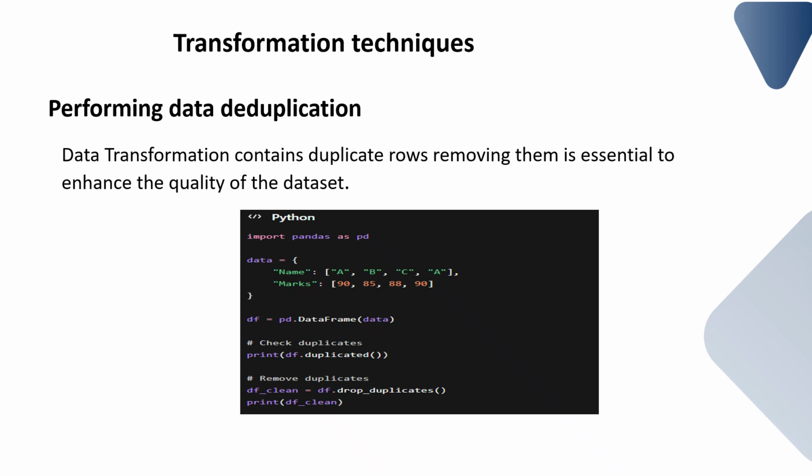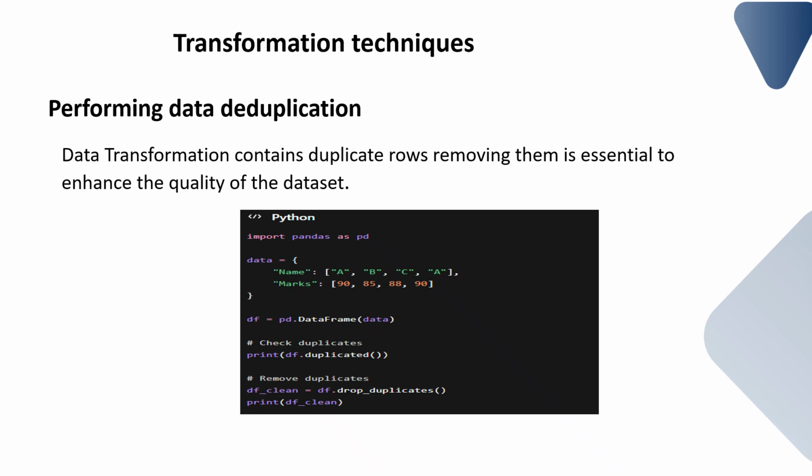For example, here we import pandas as pd. We use the library pandas. We create a data frame consisting of the variables name and marks. Name consists of A, B, C, A and marks consist of 90, 85, 88, 90. Here, in the data frame, we need to check whether it contains duplicate elements. If it does, we need to remove them.